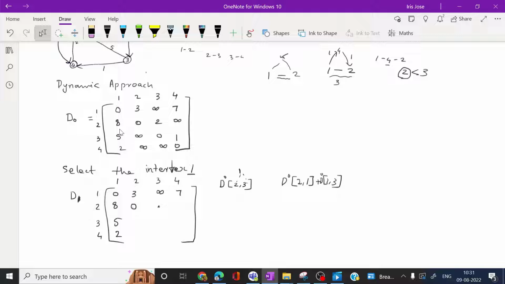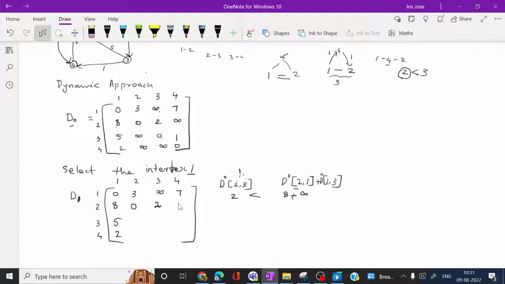What is D0, 2 to 3? D0 is this matrix. Second row, third column, the value is 2. And D0, 2 to 1, the value is 8, plus D0 of 1 to 3, the value is infinity. 8 plus infinity, so this value is greater. So we will keep the previous value itself, 2.